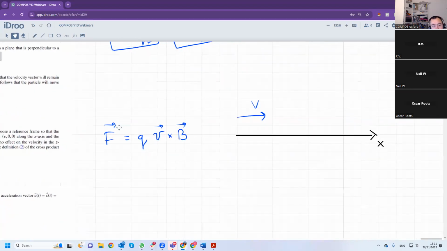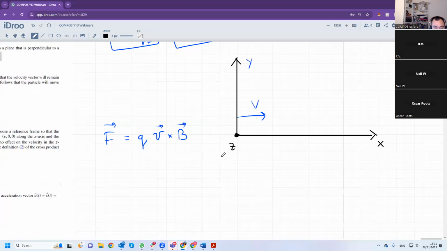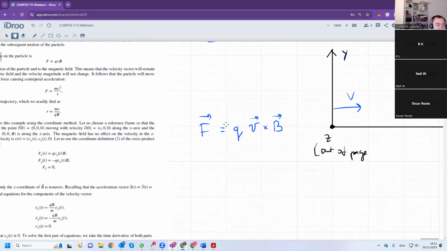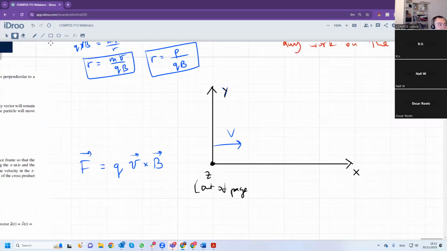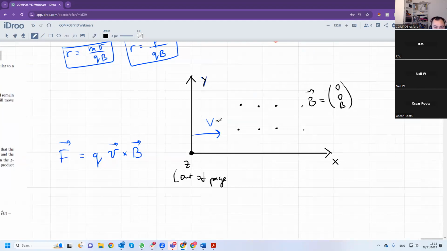The magnetic field vector is along the z-axis. Well, the z-axis must be towards us, assuming y is up. The z-axis is towards us, z out of the page. That means that the magnetic field is along this z-axis, so the magnetic field is out of the page, like this. So we can write the magnetic field as a column vector, 0, 0, B. Okay. So the velocity vector is v, 0, 0. So it's moving along the x-axis.